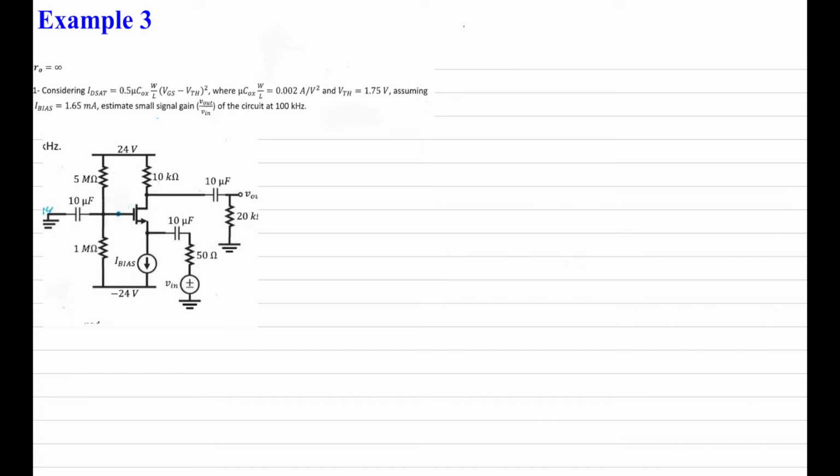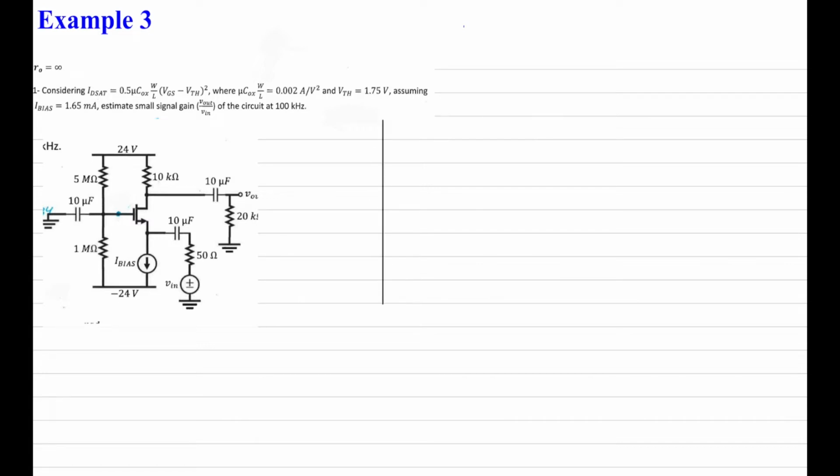Okay, so in this example, what we're going to do is have a look at how you solve a typical MOSFET problem. So let's get straight into it. So we're told that considering ID sat, that's the saturation current. So the first thing just to note here is what it's actually talking about.